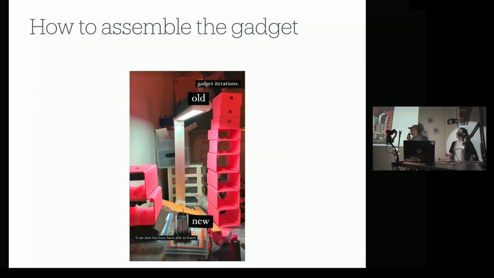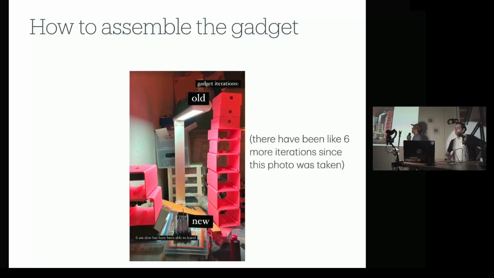I think this photo is from October. These are various iterations of the Gadget over time. I think the top one is the oldest, and then they get newer and newer, and this one is probably six more later. They get bigger over time too, because they grew batteries and stuff like that.